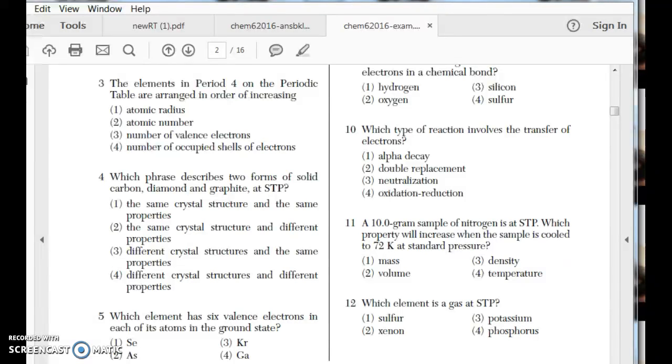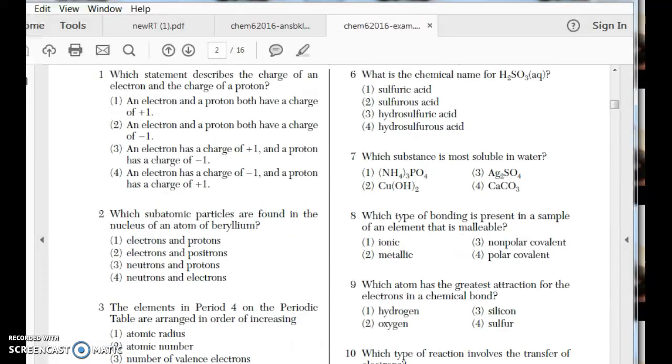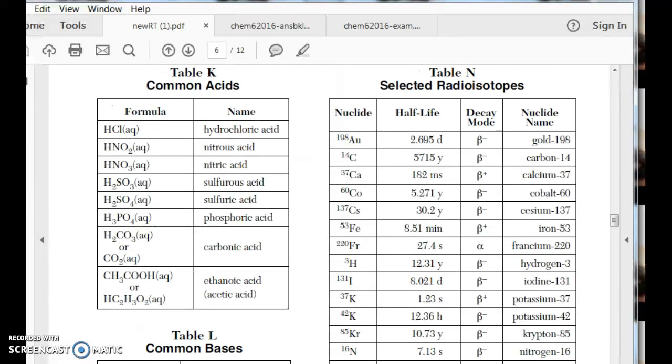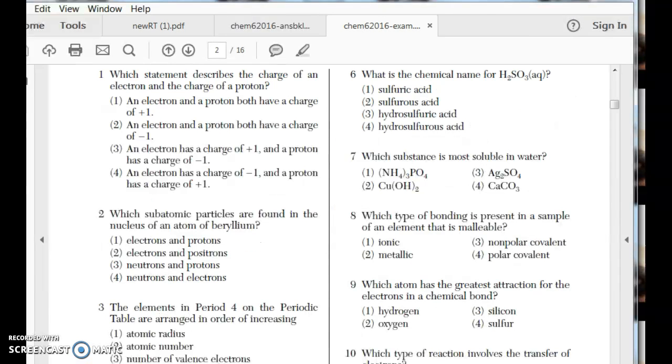If you go to your periodic table, you're going to see anything in group 16 has 6 valence electrons, and of course selenium happens to be in group number 16. Question 6. What is the chemical name for H2SO3(aq)? Well, isn't there a table that lists all of the acids? That, of course, is Table K. Why don't you and I take a look at Table K right now? Here we are. They asked for H2SO3, not H2SO4. That's sulfurous acid. And sulfurous acid is choice number 2.